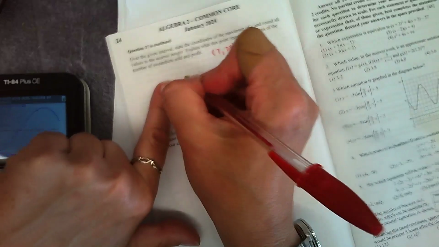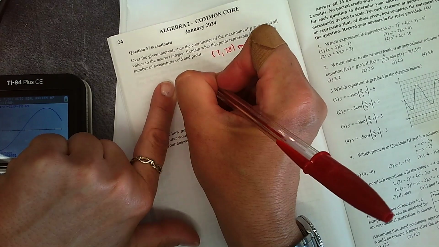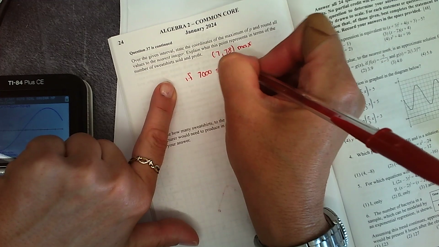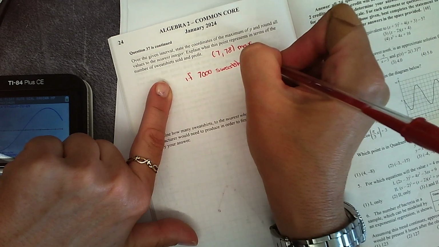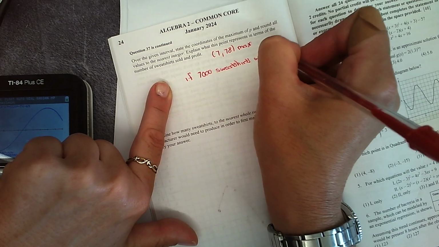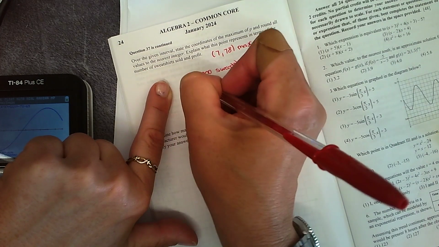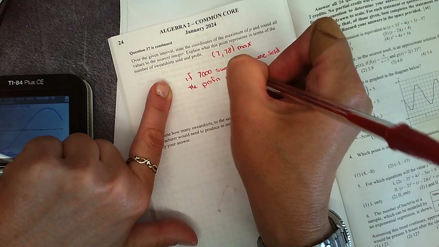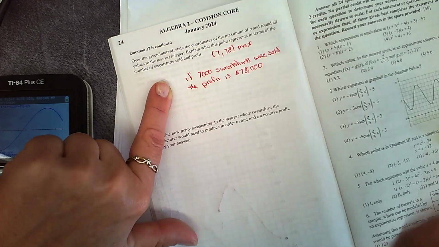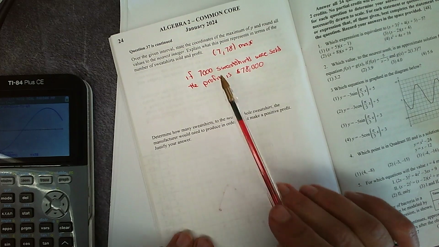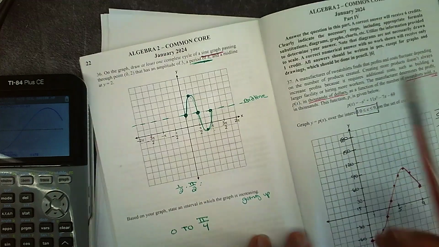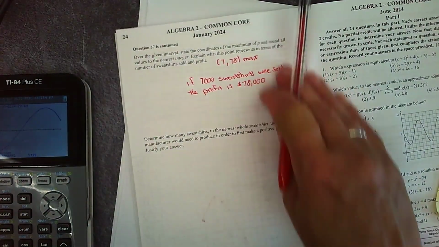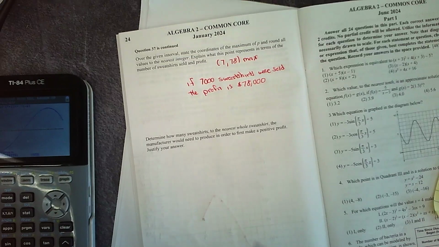So what this means, if 7,000 sweatshirts were sold, the profit is $78,000. And again, the reason why I multiplied those numbers by 1,000 is because it said thousands of dollars. Okay. All right. Next part.